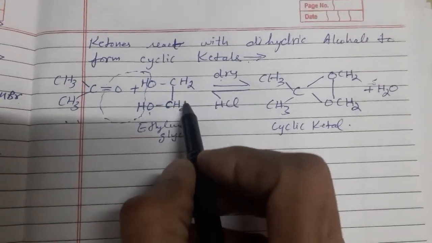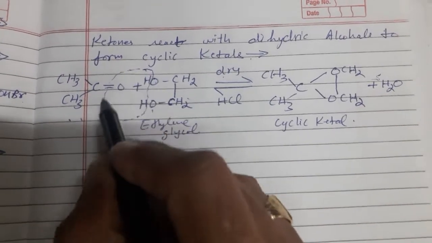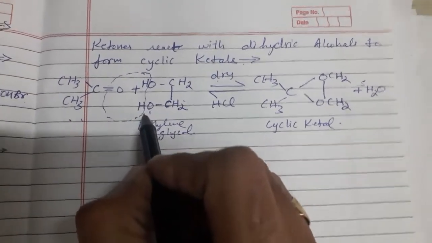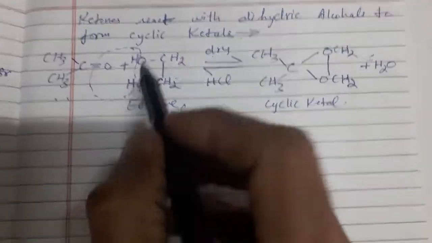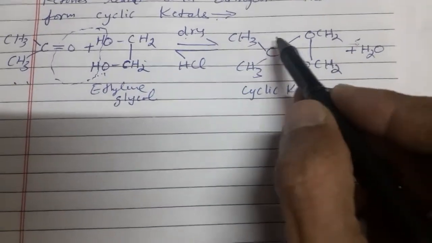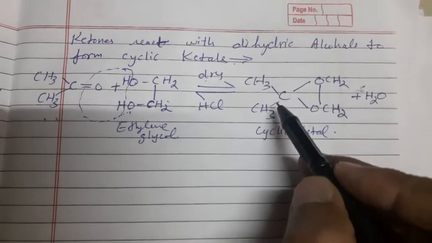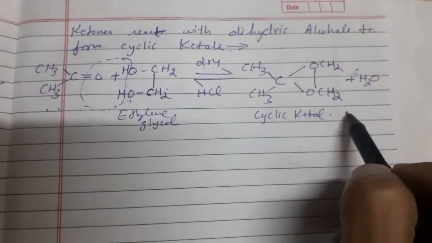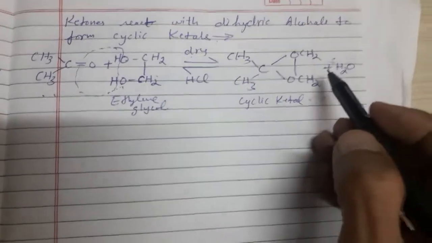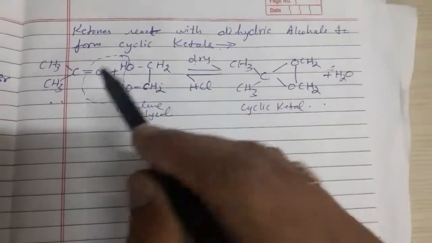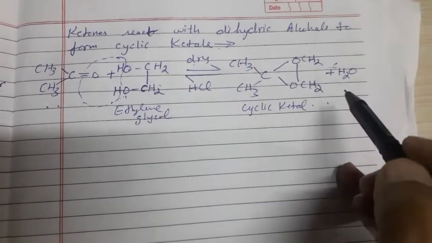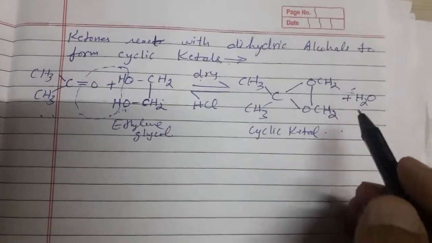How do they react? One water molecule goes out from here, O from the ketone group and 2 hydrogens from the dihydric alcohol, giving rise to this kind of cyclic product. And these types of products are called cyclic ketals. Therefore, aldehydes react to form acetals and ketones only react with dihydric alcohol, not with monohydric alcohols, to give rise to final products which are called cyclic ketals.